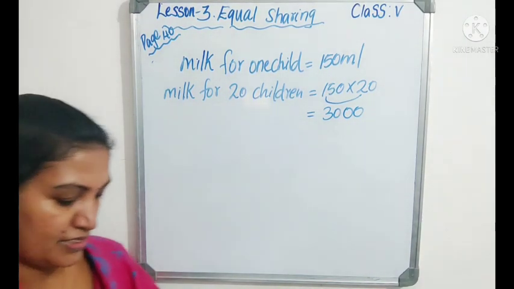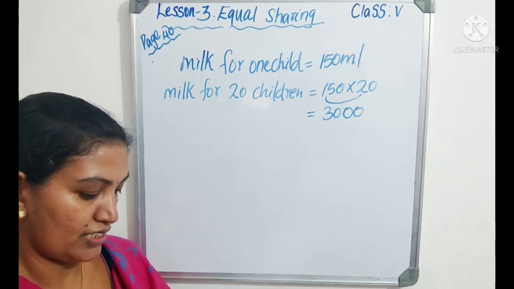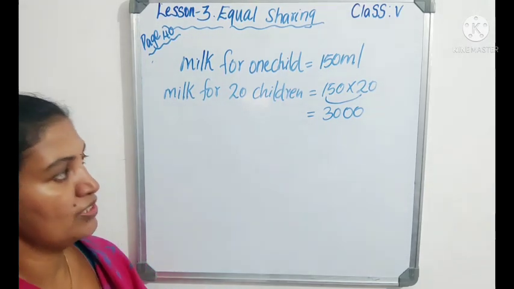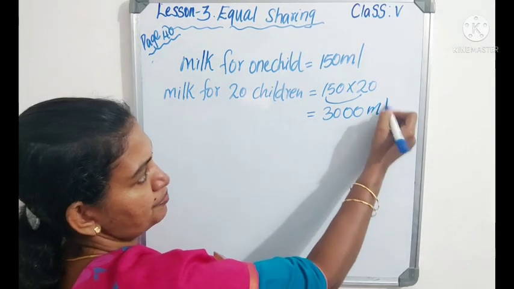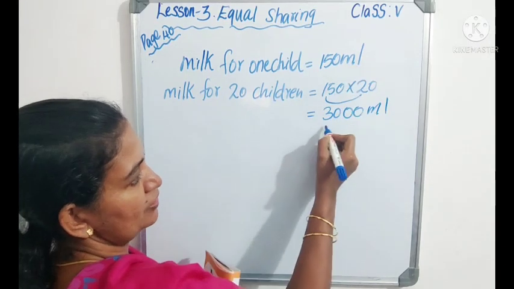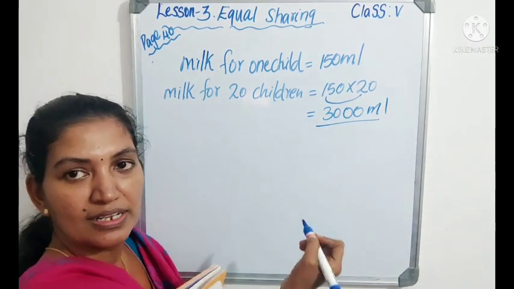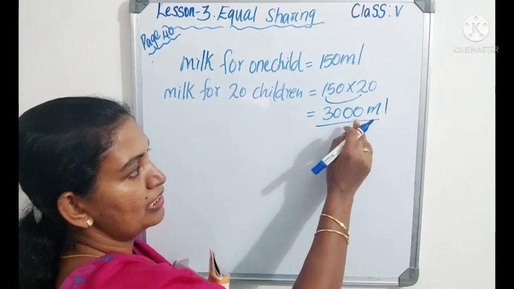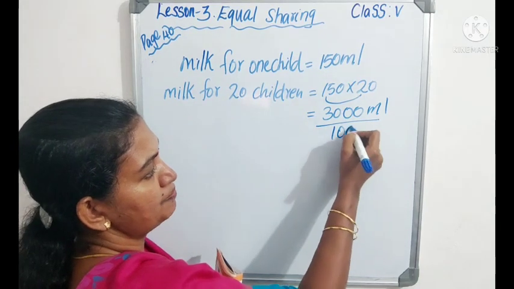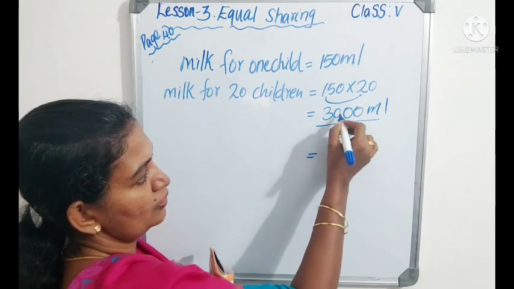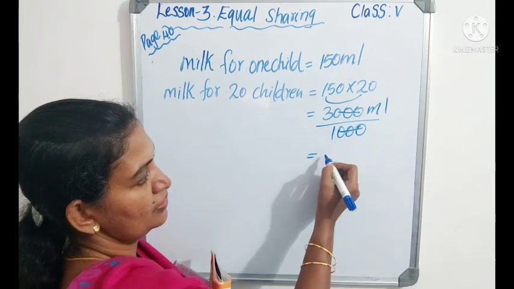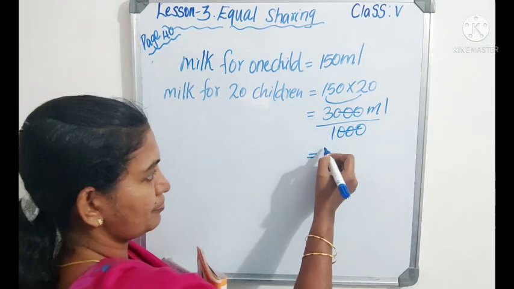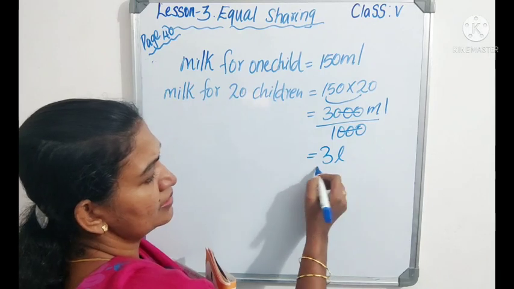So here we have to find how much milk is needed for 20 children. Now we got the answer in milliliters. Now we are going to convert into liters. How can you convert milliliter to liter? Divide by 1000. These 3 zeros and these 3 zeros cancel. Then we will get 3 liters.